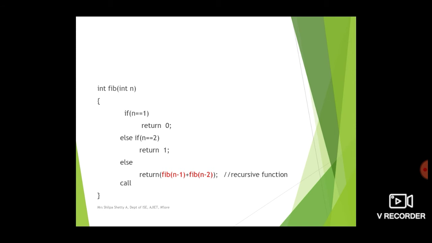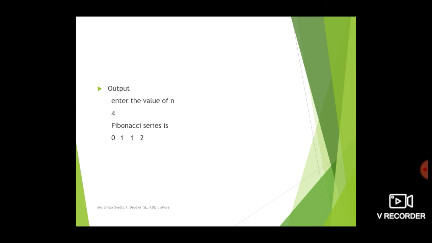So I hope this is clear to you. We have just written the three relations in the recurrence relation of the Fibonacci series. So let's see what the output will be. Enter the value of n: 4. The series will be 0, 1, 1, 2.